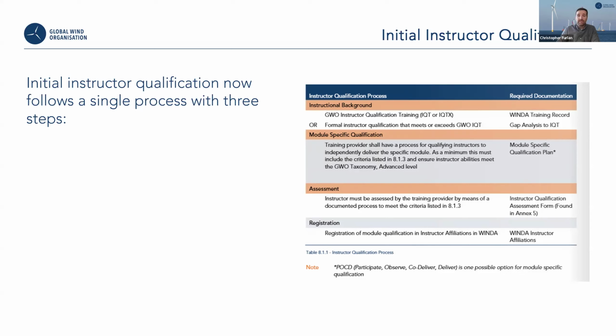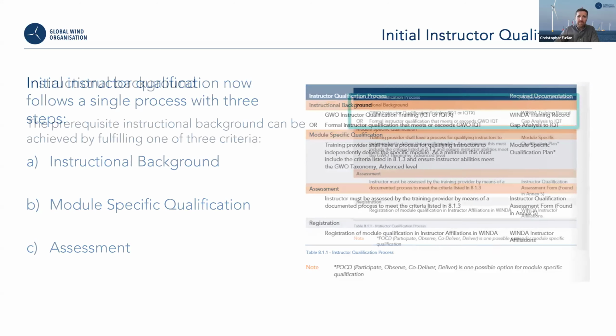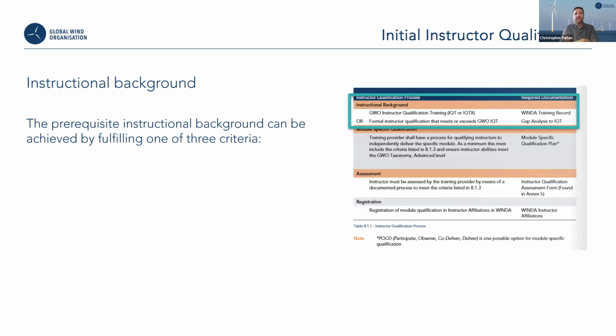The process now consists of 3 different steps. We have an instructional background, i.e. what you need to do. So again, this is only pertaining to initial instructor qualifications. So you have an instructional background, a module-specific qualification, and then an assessment portion. We can go through each one individually now.